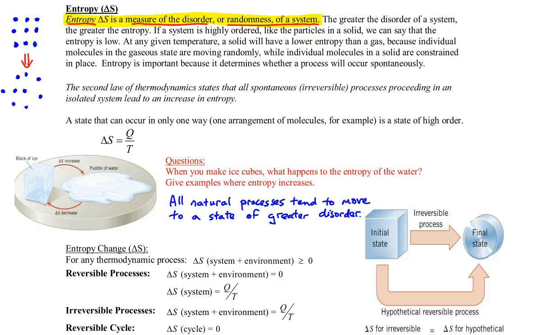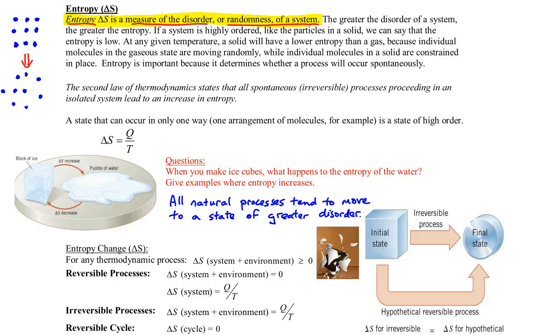So in essence, all natural processes tend to move to a state of greater disorder. Just like if a cup of coffee, for example, were to fall onto the ground and break into several pieces, the system would be moving from a highly ordered state to a highly disordered state. And this would be a spontaneous process. You wouldn't see these pieces naturally forming back into a coffee mug spontaneously.